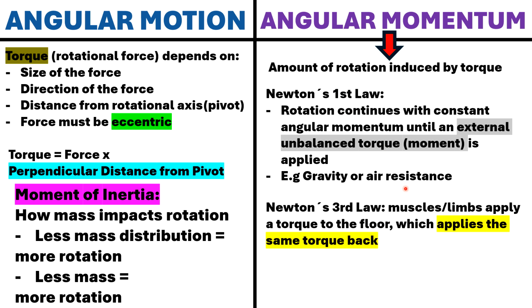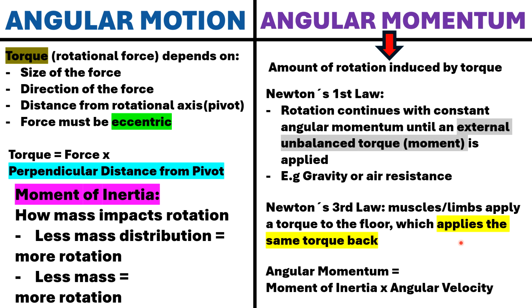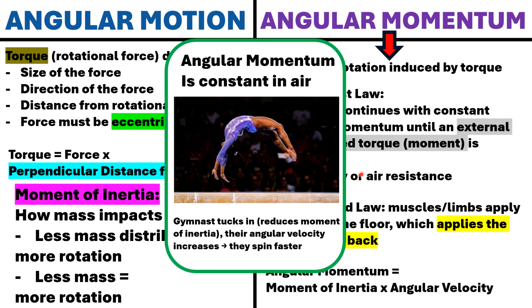We can also apply this to Newton's third law, where we'll see that muscles or limbs apply a torque to the floor, which applies the same torque back. So action equals reaction with an equal force opposite direction. Now the formula for angular momentum is that moment of inertia that we've seen here times angular velocity. Now going back to the gymnasts, angular momentum is constant in the air, okay? And when a gymnast tucks in the air, he reduces his moment of inertia, so his angular velocity increases and they spin faster.